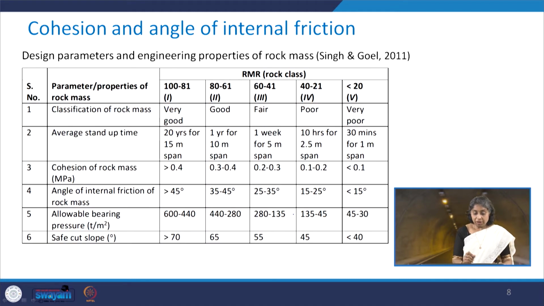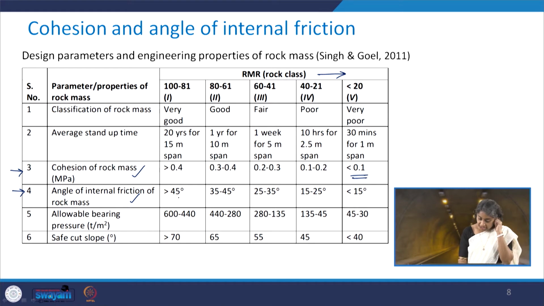So now coming to the next application, which is cohesion and angle of internal friction. You need to focus now on serial number 3 and serial number 4. The first one focuses on the cohesion of the rock mass, and the second one is the angle of internal friction. See how, as the quality of the rock mass deteriorates in terms of RMR reduction in this direction, the cohesion of the rock mass also reduces.